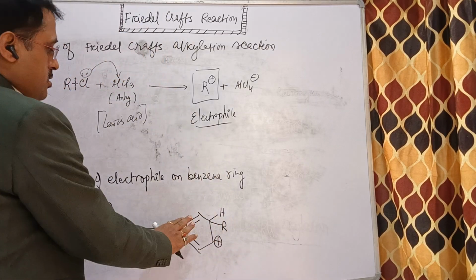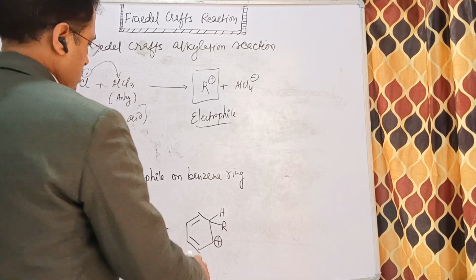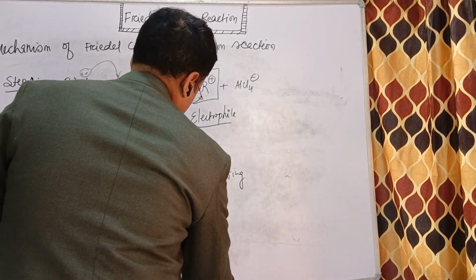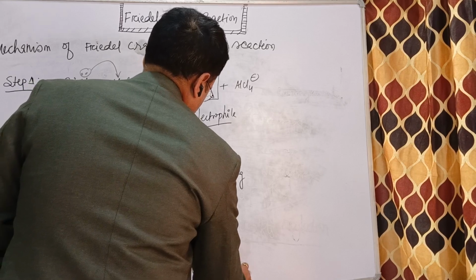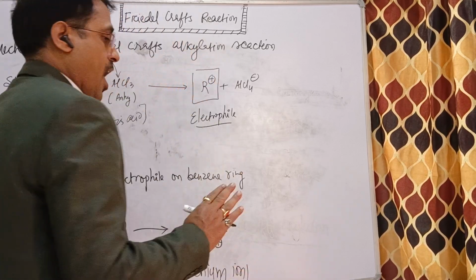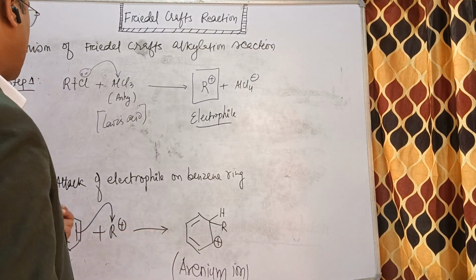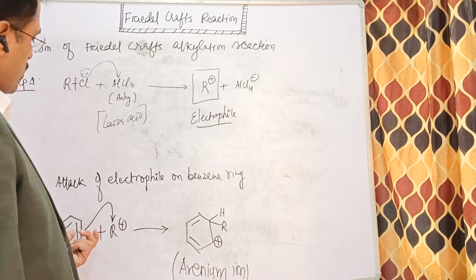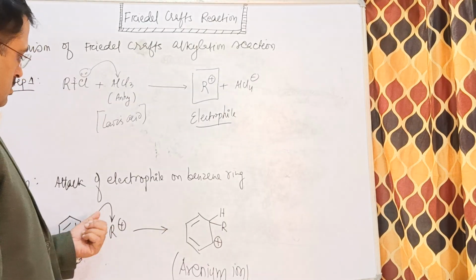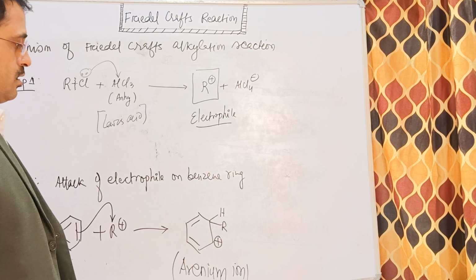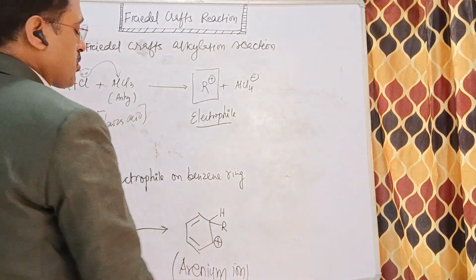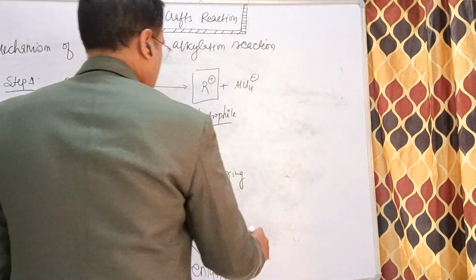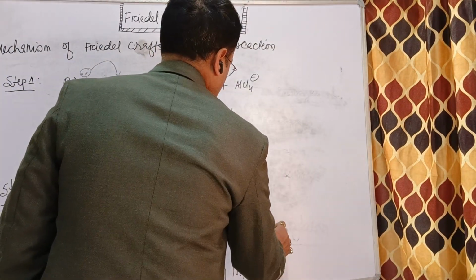And this species is basically a carbocation, and the name is arenium ion. This arenium ion attacks the electrophile, benzene. In this process, the pi electrons of benzene attack the electrophile, and there is a formation of a carbon-carbon bond and loss of aromaticity.